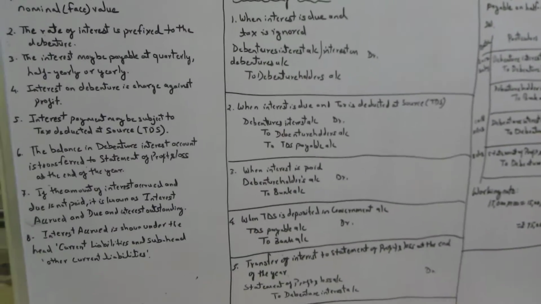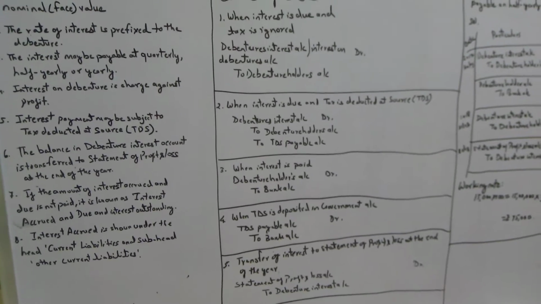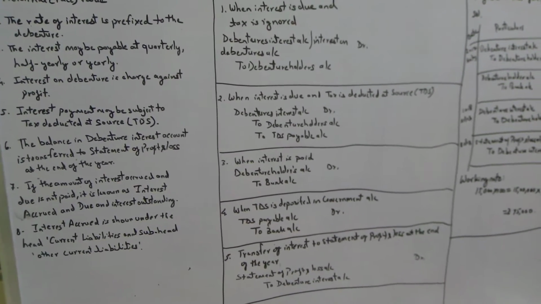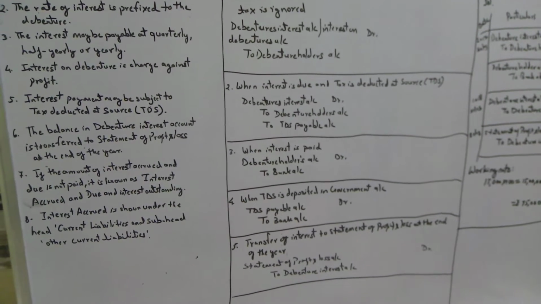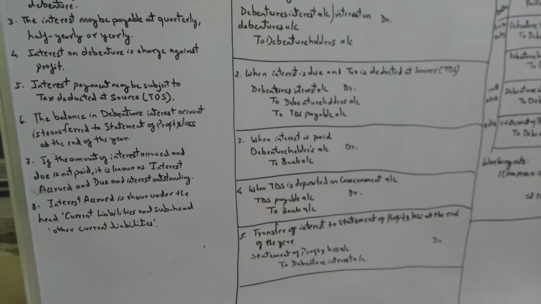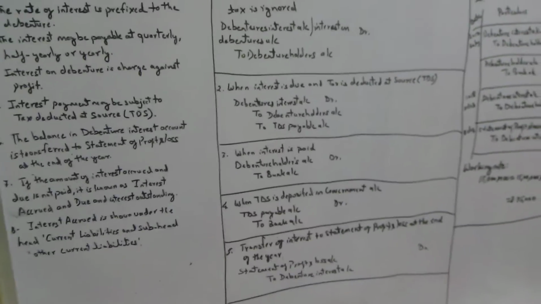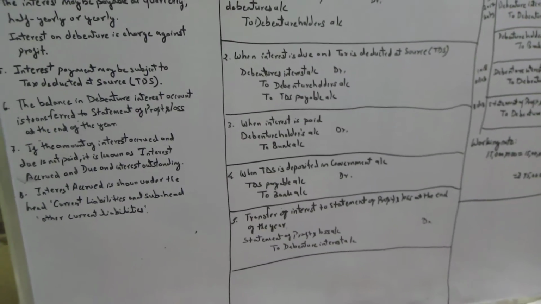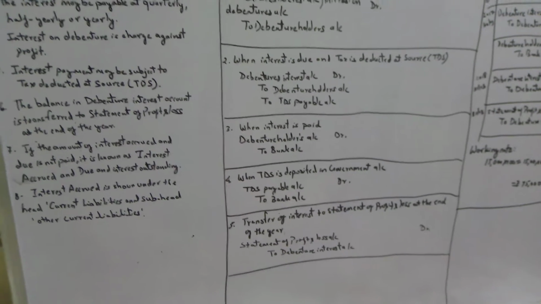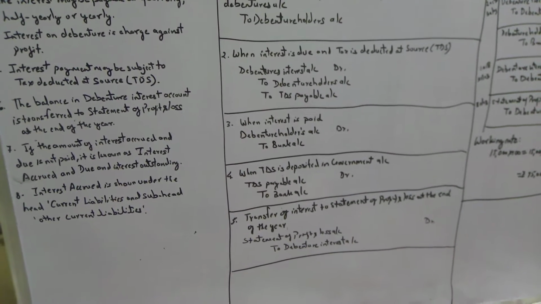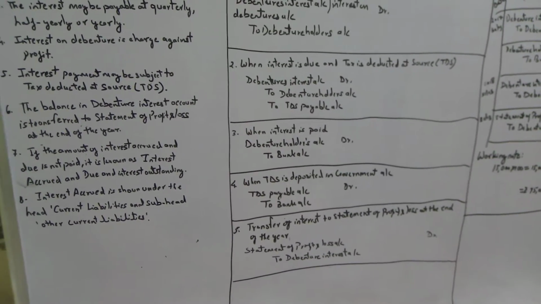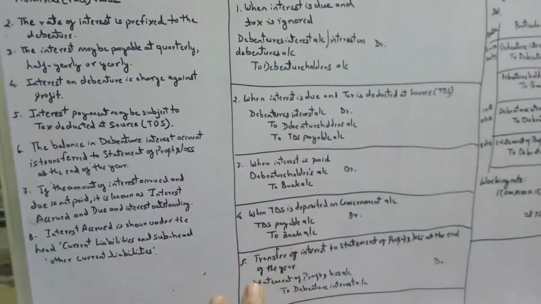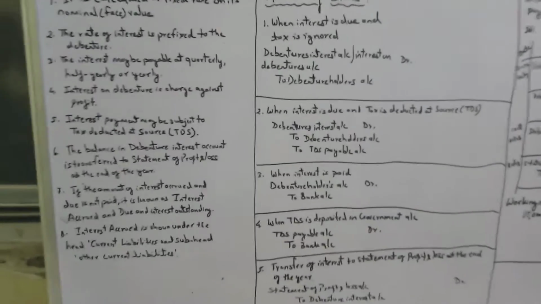When interest is due, then debenture interest, alternatively interest on debentures account, debited to debenture holders. When your TDS becomes due, the debenture interest account debited to debenture holders and TDS payable. When interest is paid, debenture holders account debited to bank. When TDS is deposited in the government's account, TDS payable debited to bank account. And for transfer of interest to statement of profit and loss account, the entry will be statement of profit and loss account debited to debenture interest account. So let's apply these entries into a numerical, to get more insight into the concept.